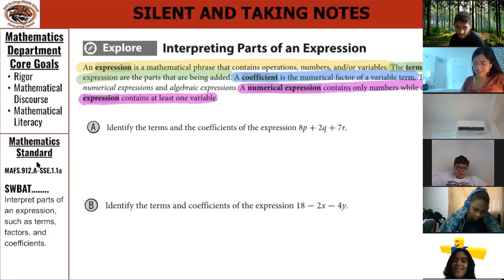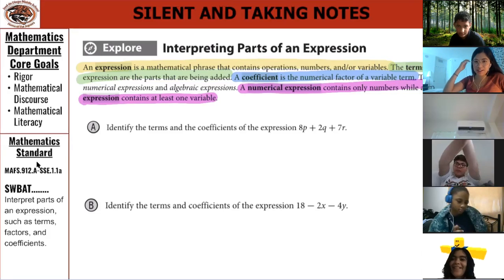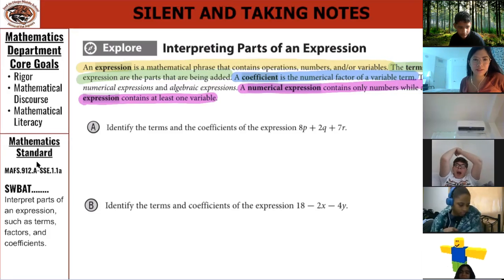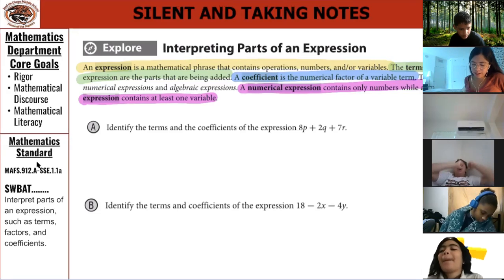Alrighty. Finish up writing. We're just gonna start reading these out loud. So I've got 4 definitions. Can I get 4 volunteers to read them if you've already finished writing? Starting with an expression.